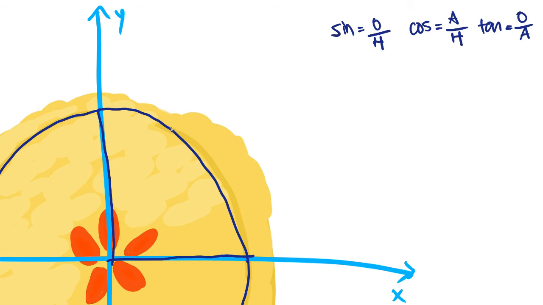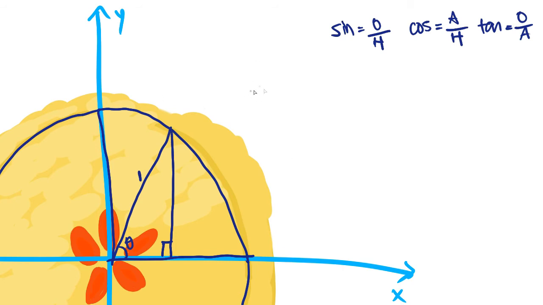So let's say I draw a random triangle right here. That's maybe not so random, but we'll just say it's random for now. This is a right angle, so this applies. We'll call this theta. And this is 1 because that's the radius of the circle.